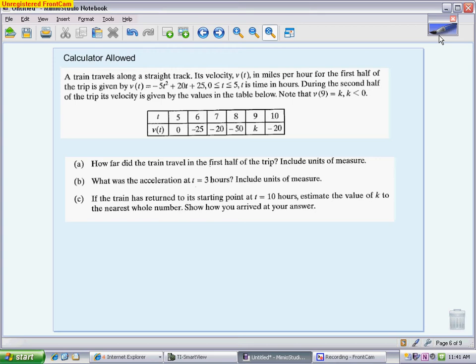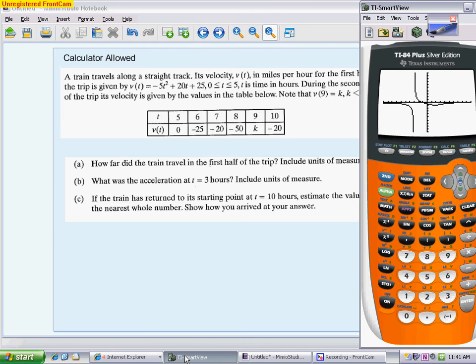The first thing I did with this question is immediately graph my velocity, because I'm allowed to use a calculator and I like to have it stored in y equals as well. So I went to my calculator, got rid of whatever was in there, and typed in my equation, negative 5x squared plus 20x plus 25. I changed my window because for this equation I'm only looking at the first 5 hours, so from 0 to 5. If you want to change your minimum, I went to 0, and you could leave the maximum at 10 or make it higher. I'm going to look at the graph right now.